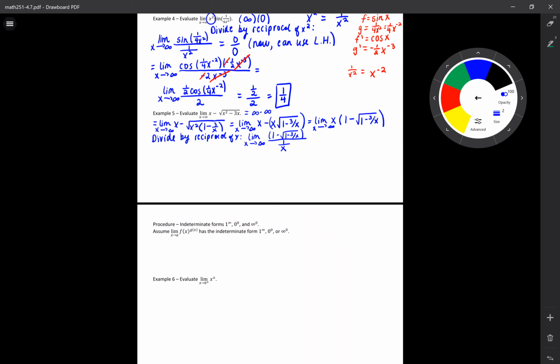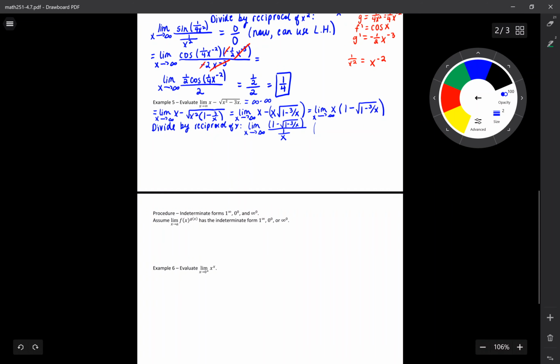I am dividing by the reciprocal of x. And now if I plug in x equals infinity, on the top I get 0 and on the bottom I get 0. So finally I have 0 over 0 and I can finally use L'Hopital's rule. So this is 0 over 0. Now according to L'Hopital's rule, I can take the derivative of the top and divide it by the derivative of the bottom.